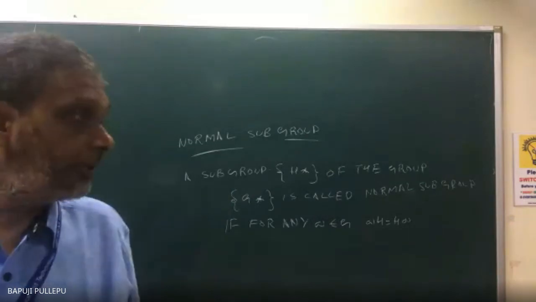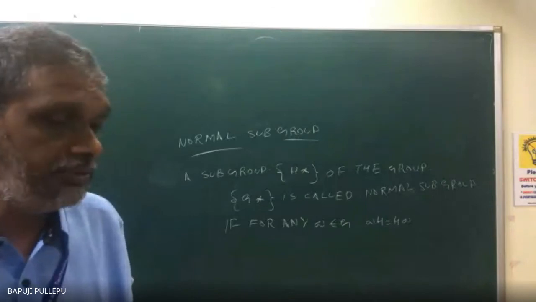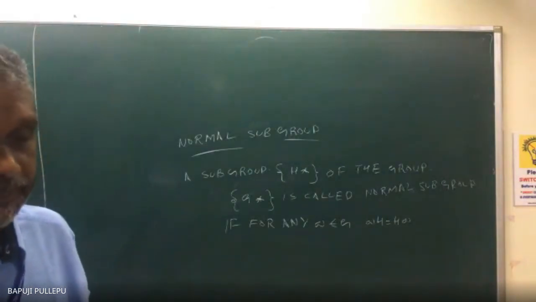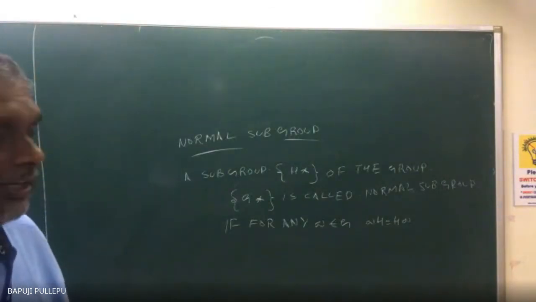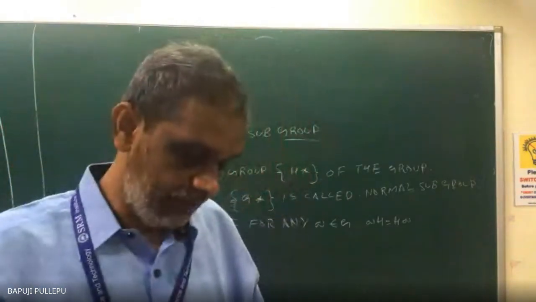Left coset is equal to right coset means what? You can say normal subgroup. Here H already belongs to H. AH is a set actually, the set of all elements, where A belongs to G. It's called a normal subgroup.